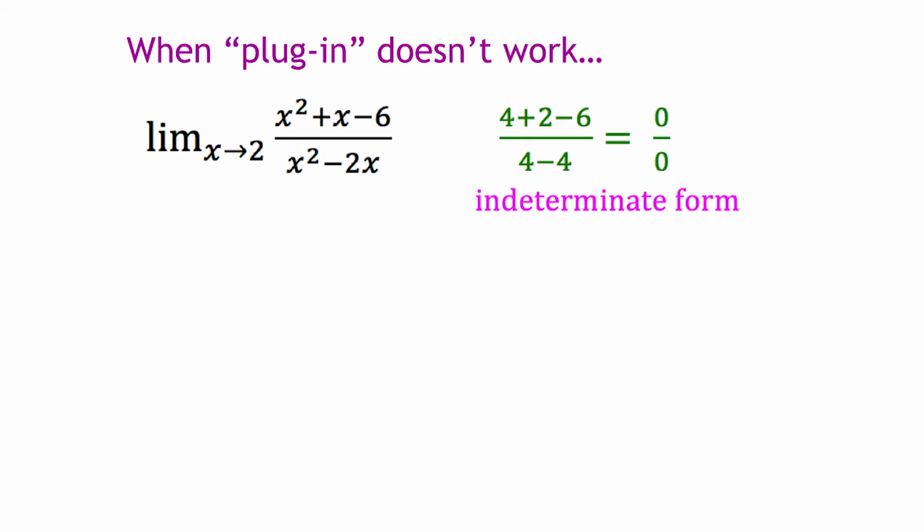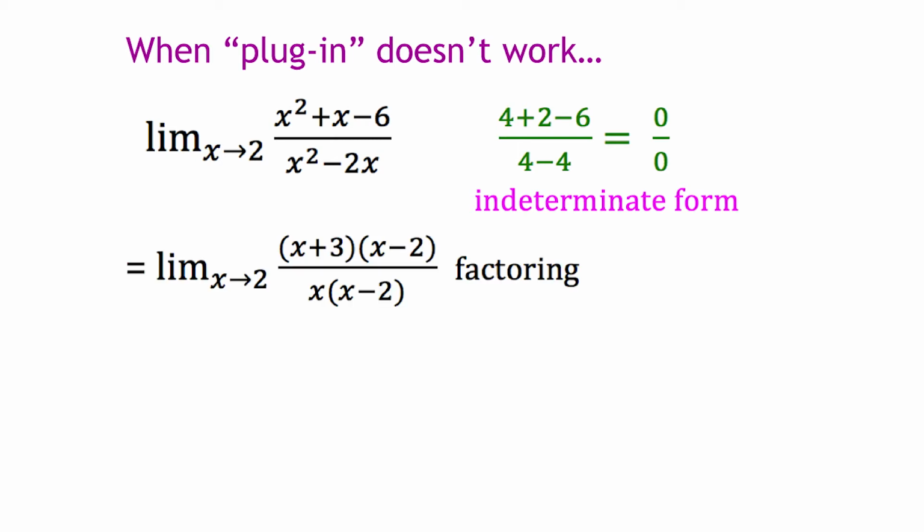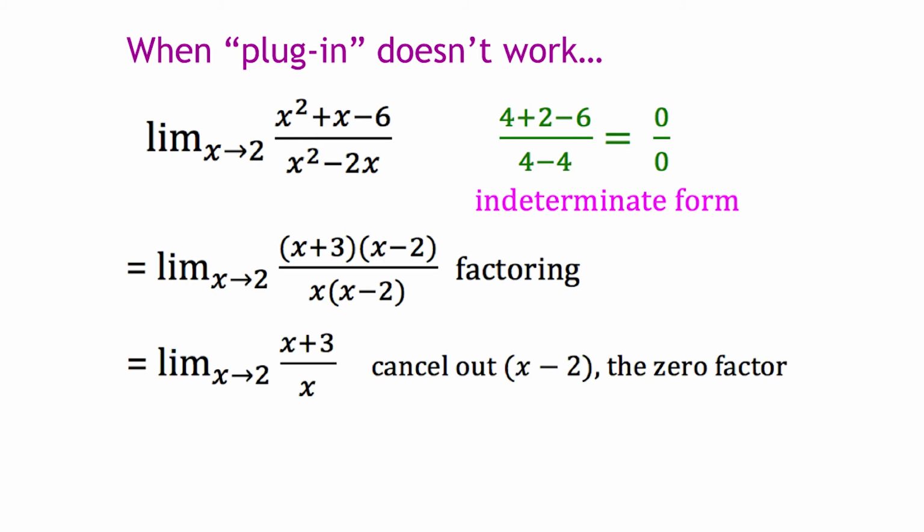So what do we do if we get an indeterminate form after plugging in? We do factoring. We try to factor both the numerator and the denominator. And then we realize that we have a common factor, x minus 2. By canceling out this common factor, x minus 2, which is also the 0 factor, we can plug in again and get a definite answer.